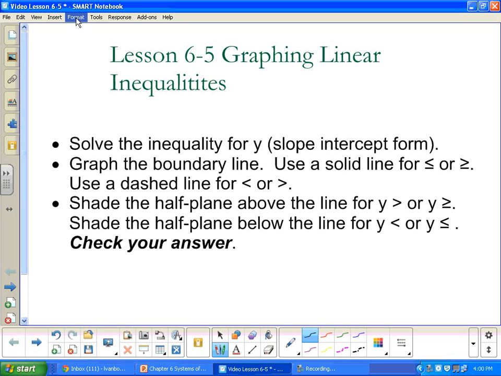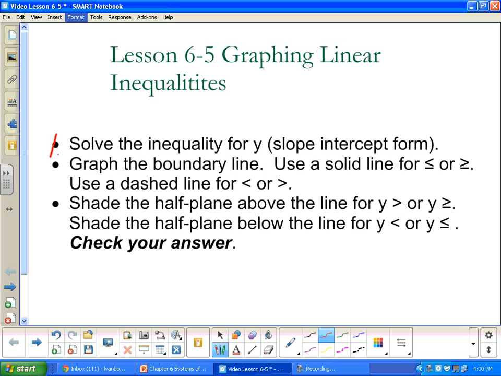Now a linear inequality is similar to a linear equation, but the equal sign is replaced with an inequality symbol such as less than, greater than, less than or equal to, or greater than or equal to. The solution of a linear inequality is simply any ordered pair that makes that inequality true. So when you're graphing linear inequalities, there are three basic steps.